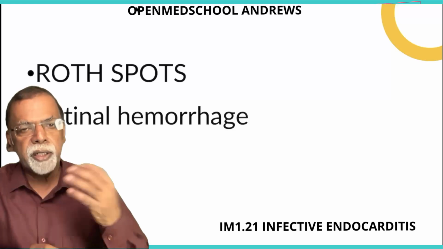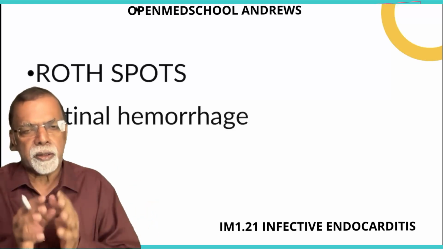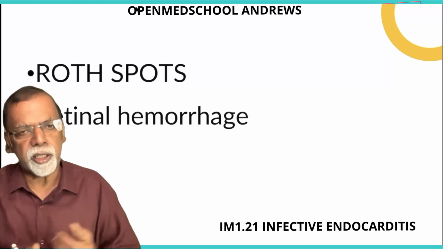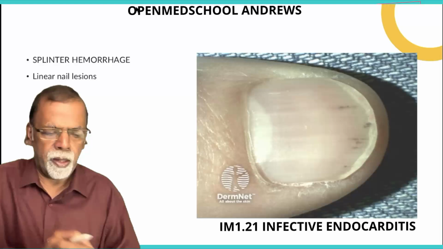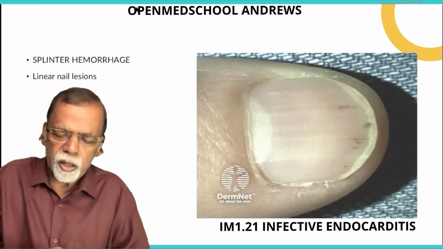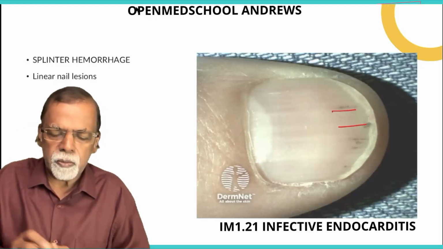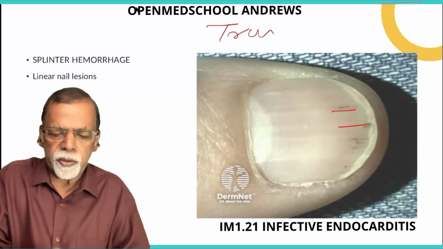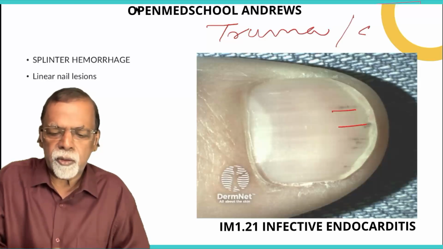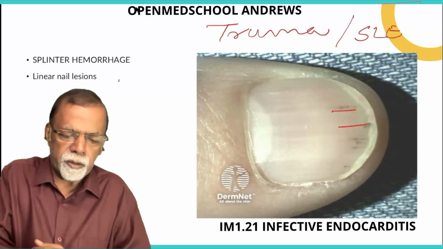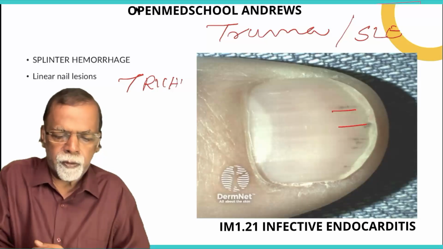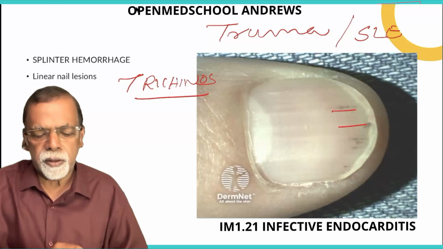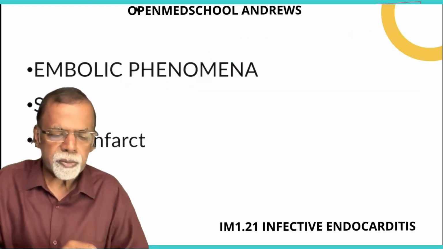Roth spots are retinal hemorrhages. Roth spots are not specific for infective endocarditis. They can occur in other conditions, for example in leukemia. Then this is a splinter hemorrhage. Splinter hemorrhages are longitudinal. The most common cause is usually trauma. Following trauma, you can also get them in collagen diseases like systemic lupus erythematosus and in trichinosis. But clinically, the relevant condition for this finding is infective endocarditis.